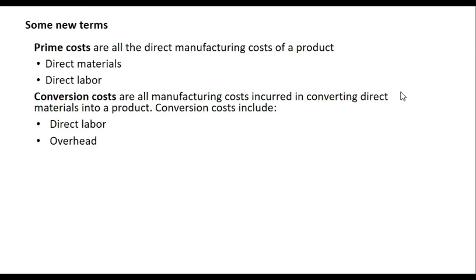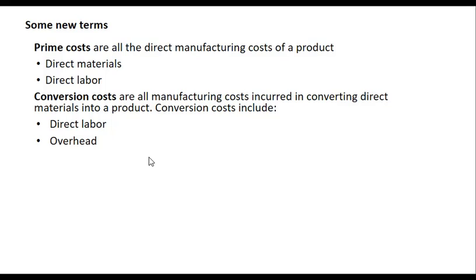The first thing I want to do is introduce you to several terms in cost accounting because we'll be utilizing these terms a bit. The first term is what we call prime costs, and prime costs are all the direct manufacturing cost of a product, and these include all the direct materials and all the direct labor associated with manufacturing the product. When I refer to prime costs, I'm referring to both direct materials and direct labor.